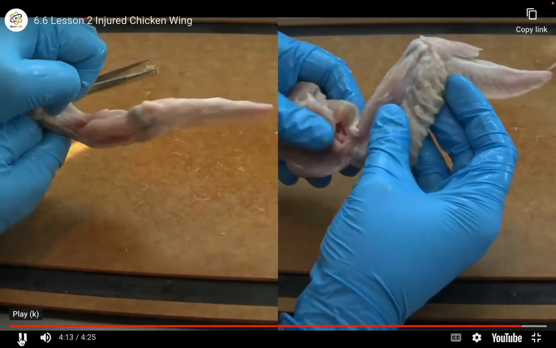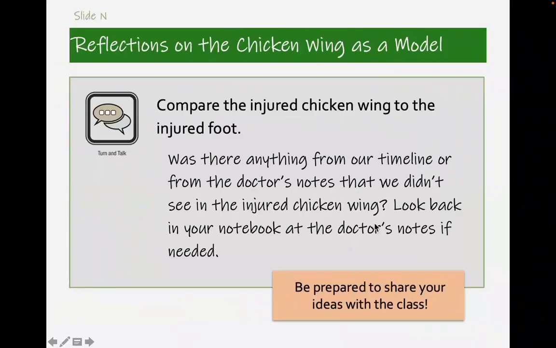Okay. So then we wanted to kind of compare back to our student who was injured. And we thought back, with our student that was injured, we had some bleeding because he got cut. We didn't see any bleeding with the chicken wing. We also didn't see any swelling with the chicken wing. We had some swelling with the boy's foot. We're also comparing a foot from a human to a wing of a bird. So that's some things that are different.